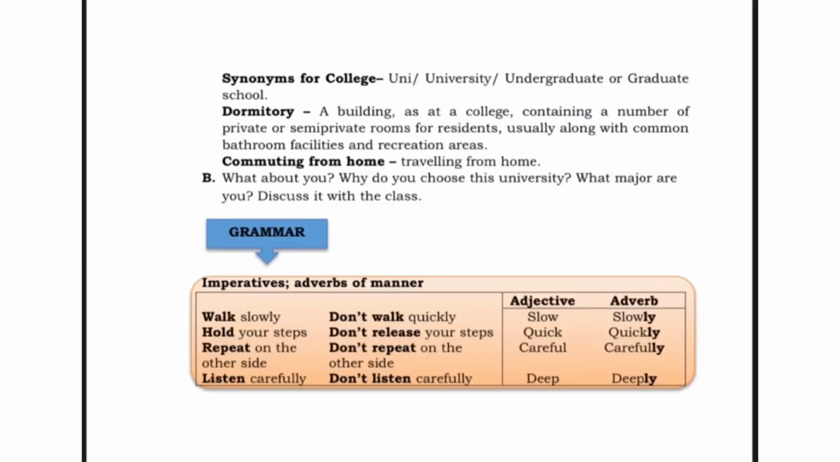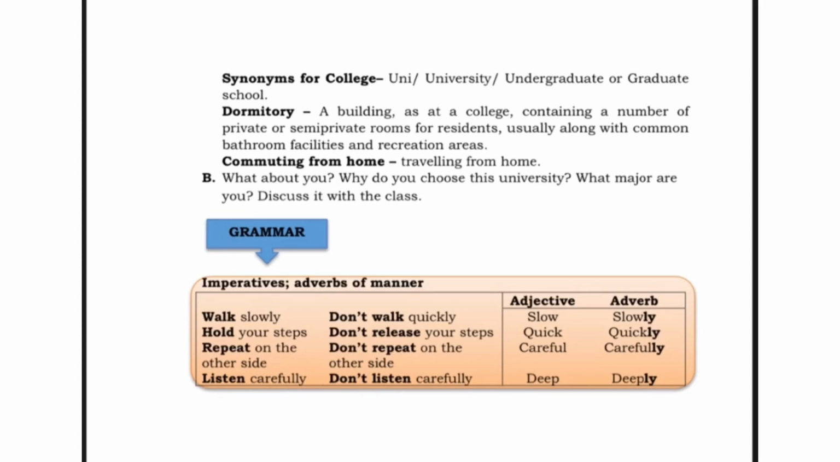Now let's talk about synonyms. Synonyms for college are uni, university, undergraduate or graduate school. A synonym for dormitory is a building, as at a college, containing a number of private or semi-private rooms for residents, usually along with common bathroom facilities and a recreation area. And a synonym for commuting from home is traveling from home.